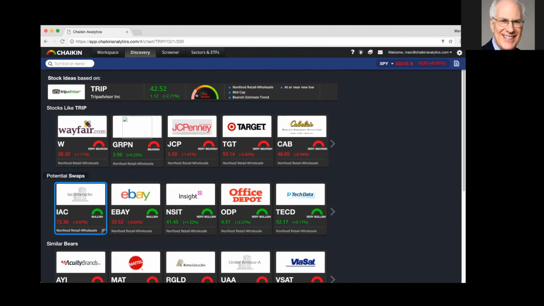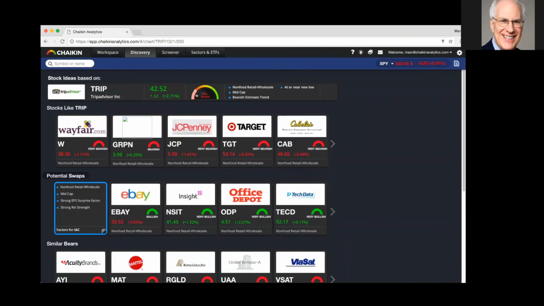But we also have the second set of ideas being potential swaps. So if you like the internet and you're trying to find a bullish stock that's involved with the internet, you've got eBay and then you've got IAC Interactive. So I can actually tab over that and see what factors triggered this as a potential swap. So non-food wholesale retail, same sector. Mid-cap stock, same as Tripadvisor. Strong earnings surprise factor, we like that. We know why that's important.